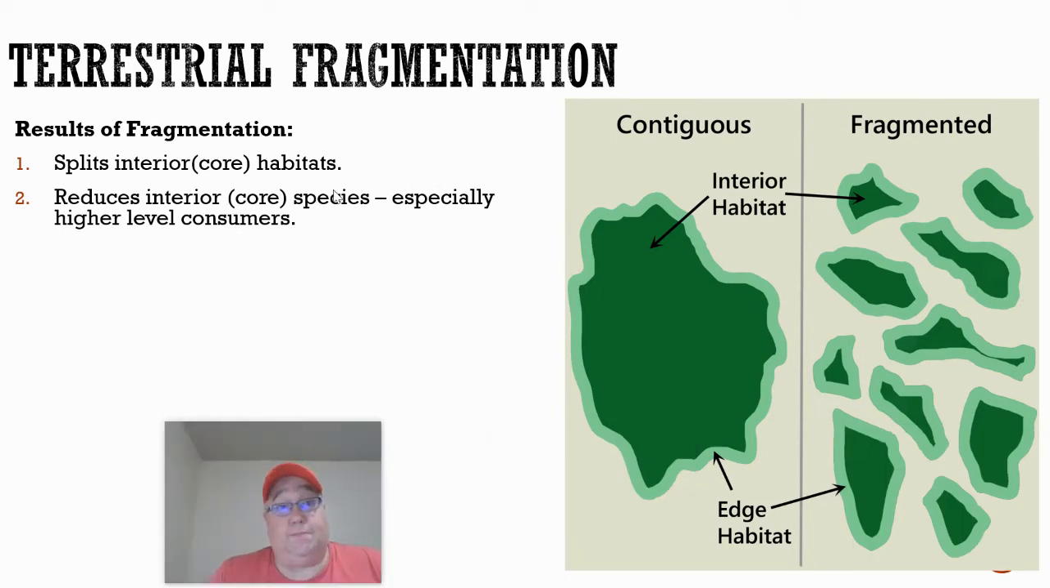Number one, it splits habitats. So imagine this is our big, original habitat here, and imagine that it's been fragmented either through roads or deforestation or whatever. So we're splitting that core into a lot of smaller pieces. Now you may even have the same area of core. If you took the areas of all these core pieces and added them up, maybe it's the same as it is here. But usually that amount is reduced.